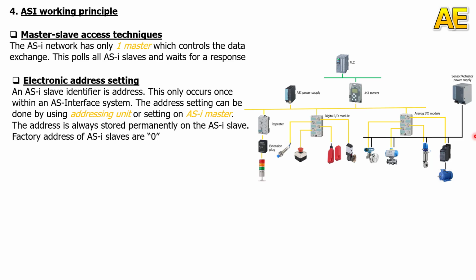Secondly, the electronic address setting. An AS-i slave is identified by its address. This address occurs only once within an AS-i system. The address setting can be done by using an addressing unit or by setting it on the AS-i master. The address is always stored permanently on the AS-i slave. The factory address of an AS-i slave is 0.